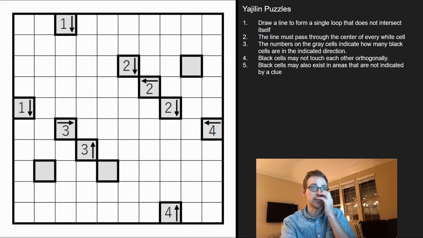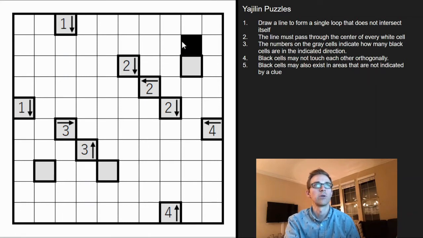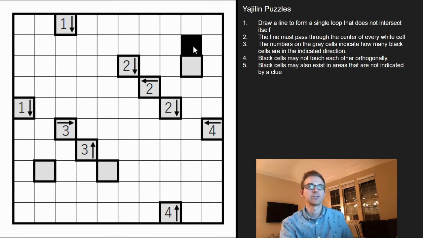So what I mean by that is this 4 says that there's going to be 4 black cells in this direction. But a black cell could also exist here, where there's no clue indicating that that black cell exists there, but it's hidden or it will be discovered while you're doing the rest of the puzzle. So that's the one tricky part with these puzzles, that all the clues are not given from the start.